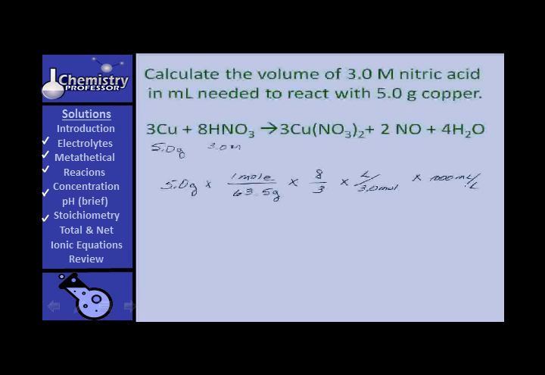Very simple, very straightforward, and something I hope that by now you are very comfortable with. So when we do this, and cancel moles also, we're going to come out with milliliters. And I have 70 milliliters of solution.